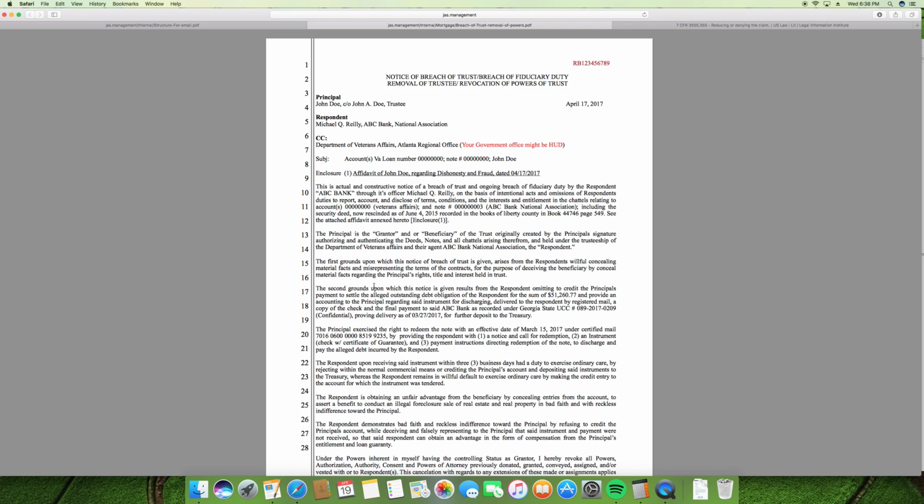The second grounds upon which this notice is given results from the respondent omitting to credit the principal's payment to settle the alleged outstanding debt obligation of the respondent for the sum of $51,000, blah, blah, blah. That's because I did the discharge process, right? Then they went stone cold silent on me, as they will. The discharge process is a monster. They went silent on me because there was nothing they could say.